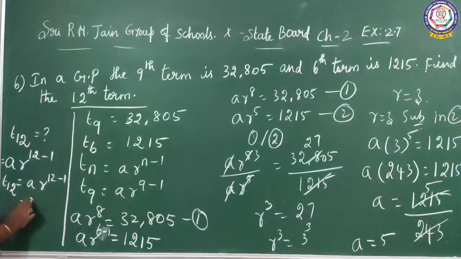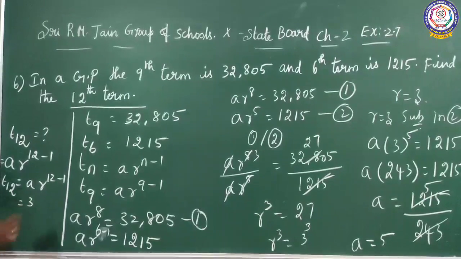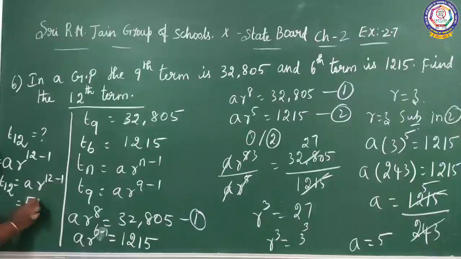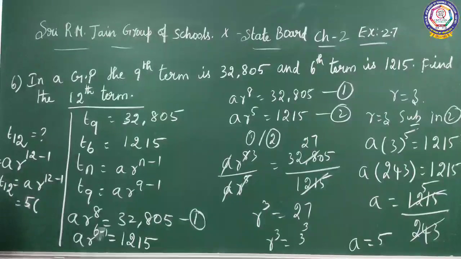What is the value of a? 5. What is the value of r? 3. So T12 equals 5 into 3 power 11.